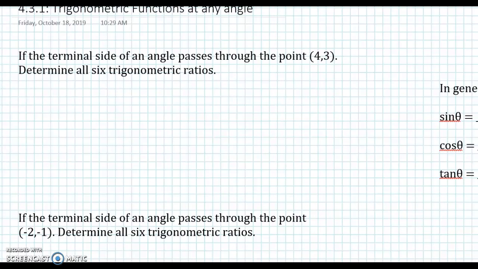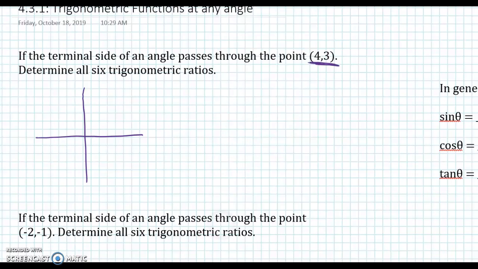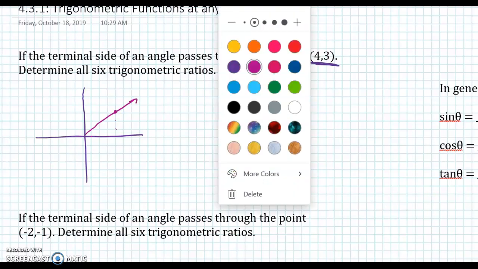So first, whenever you are doing trigonometric functions at any angle, that means that we can actually go outside of the first quadrant. So you're going to see problems like this, where it says plot the point 4, 3, and then determine all 6 trigonometric ratios. If I plot the point 4, 3, I'm right here. This one is in the first quadrant.